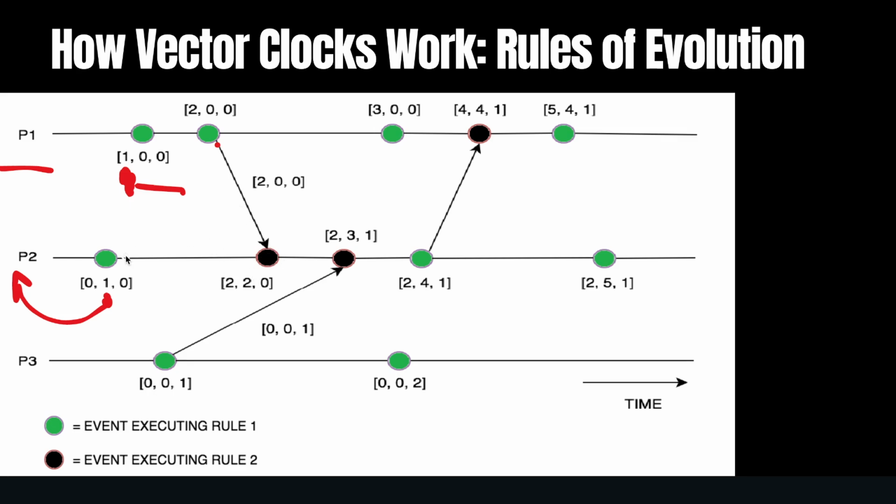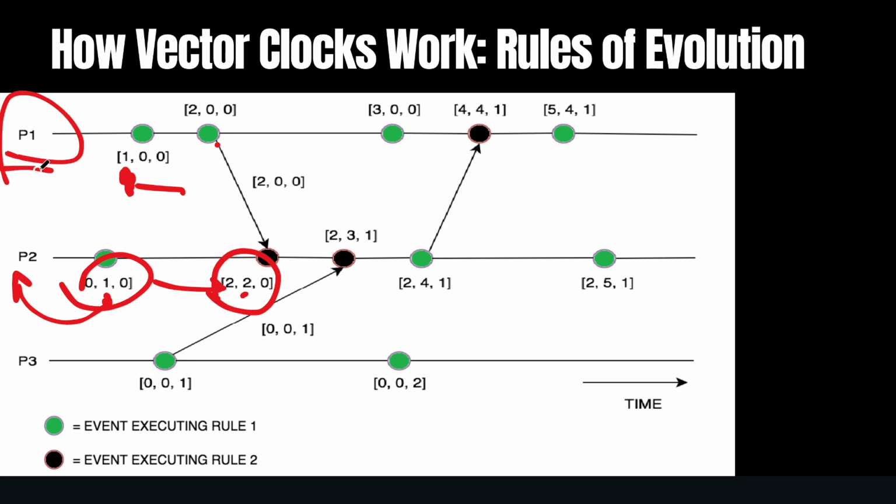So when they receive an update from a specific node, like P1, they will update their own clock. As you can see here, comparing to this one, they update it. You need to focus on this one because this is a trickier part. We have sending and receiving messages.